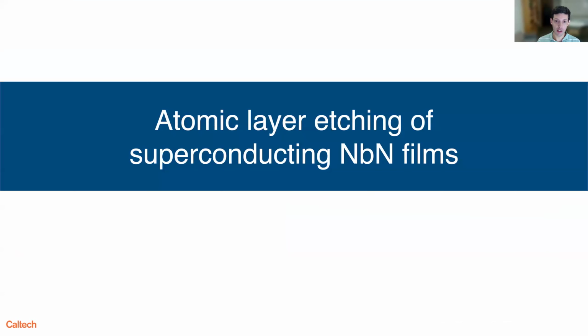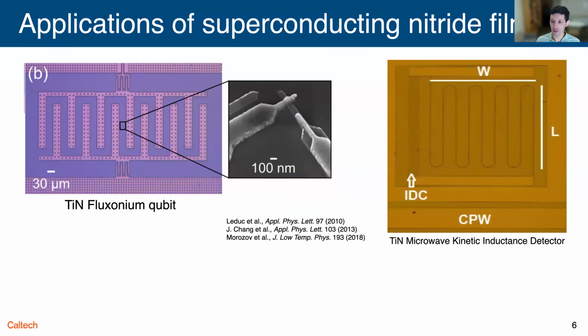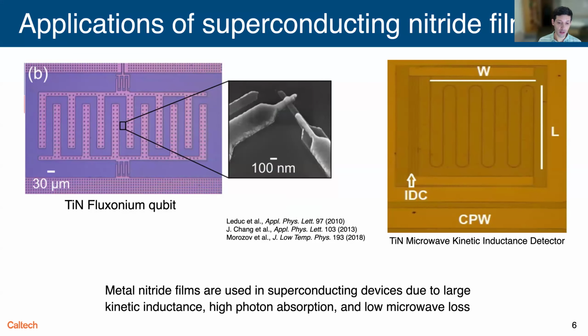All right, so first, atomic layer etching of superconducting niobium nitride films. First of all, metal nitrides are widely used in the superconducting world and technology, for instance, for qubits, as you see in this image, as well as for various detectors like this microwave kinetic inductance detector, which can detect single photons as well as their energy. And that ability makes it the leading technology candidate for studying exoplanet atmospheres by allowing spectroscopy on those single photons. All right, so metal nitrides are a really key material platform for superconducting devices due to these properties that you see on the slide.